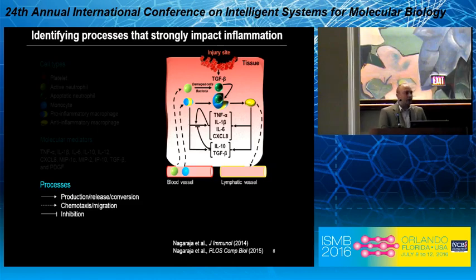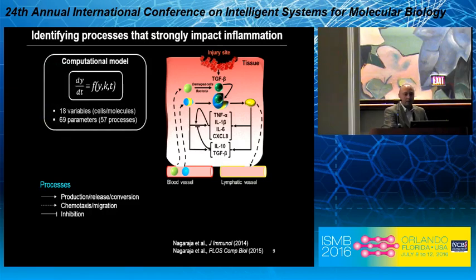So we really need to have a very efficient way to screen potentially thousands of inflammatory scenarios if we want to analyze the impact of different processes. And this motivated us to use an approach based on computational modeling. We developed a computational model of inflammation, which is essentially a system of differential equations.